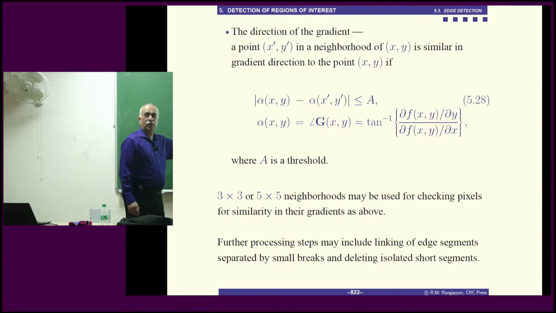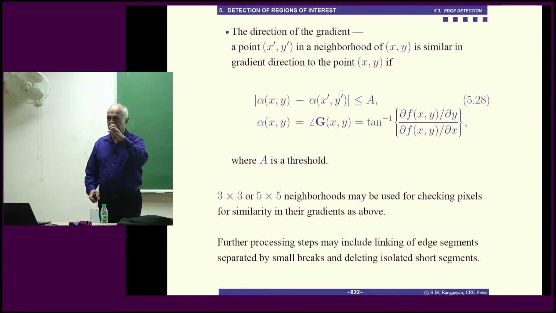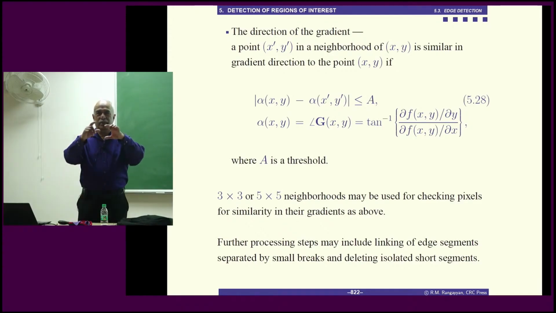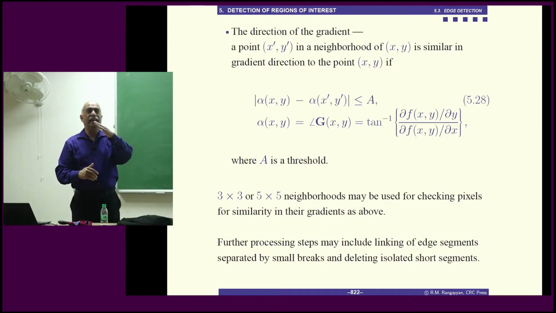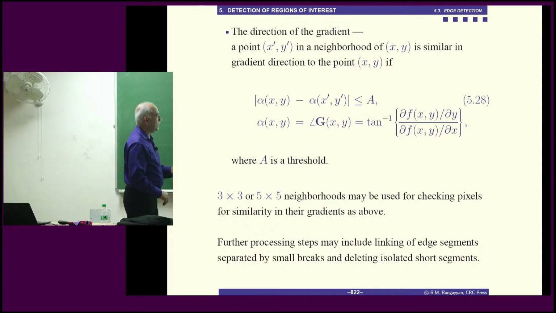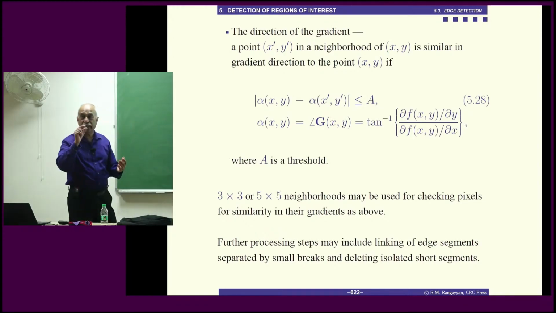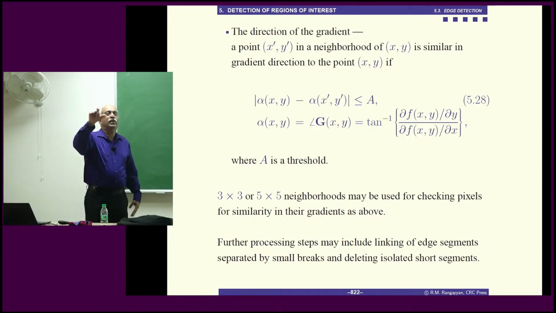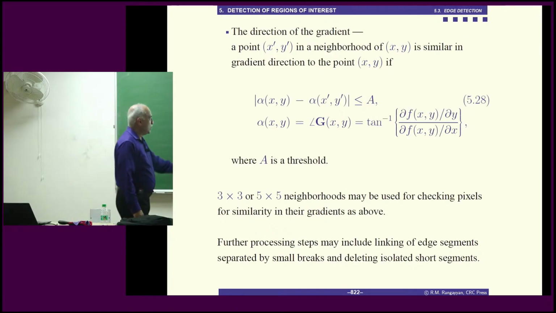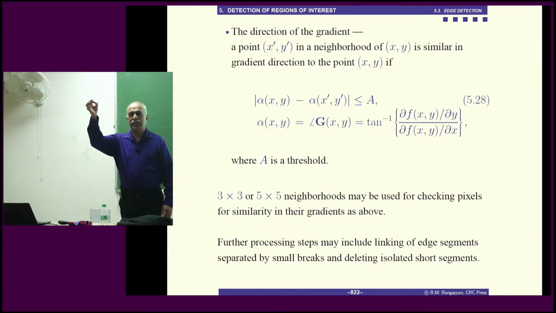So small neighborhoods, 3 by 3, 5 by 5, may be used to check for pixels that are spatially close by, may not be connected, and say, well, these two should be connected. And then you may fill the line in between. So further processing steps may include linking of edge segments separated by small breaks. If there is a gap in between two, you mark these two as belonging to the same edge, but there is a gap in between, you say, I'll fill it. So small breaks may be connected, and isolated short segments may be thrown out.